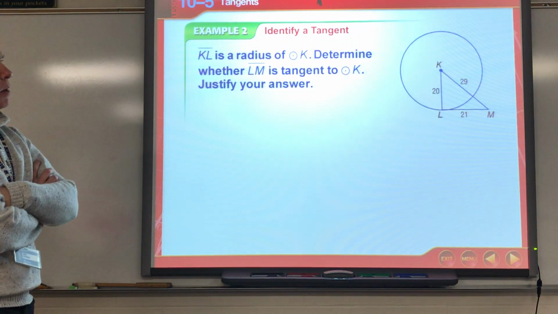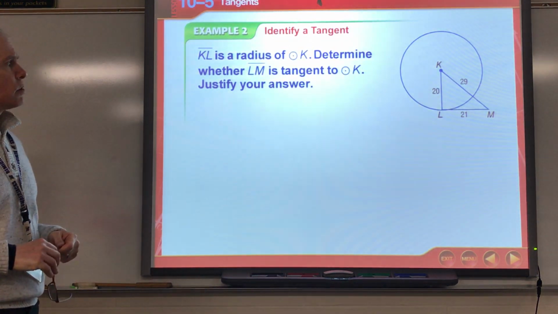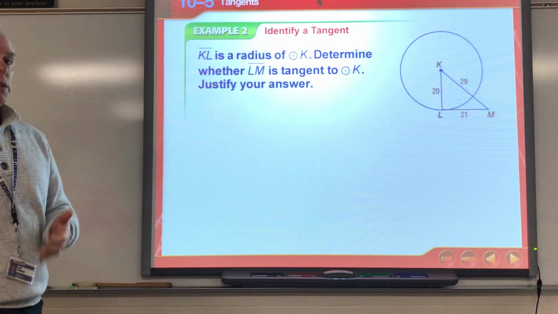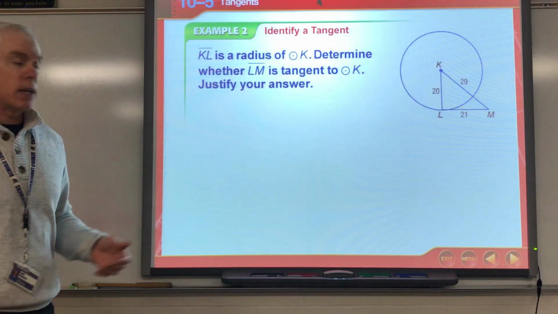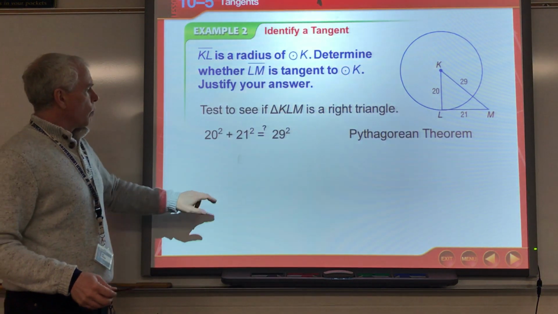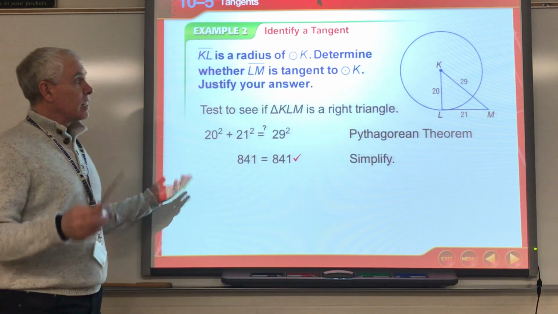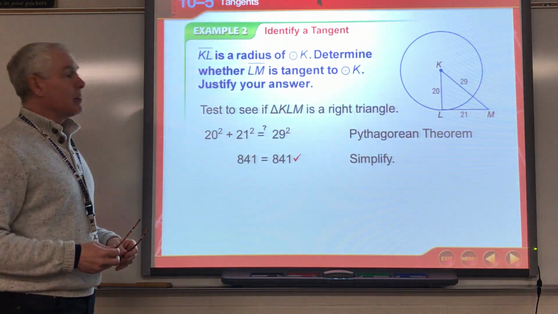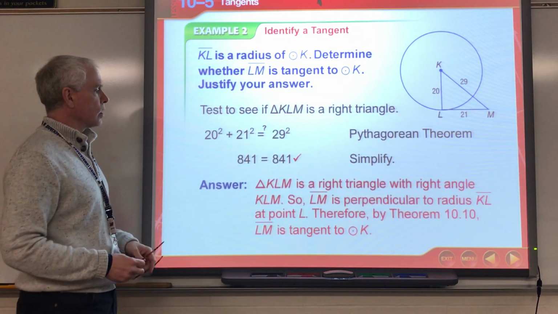Well, if I go back to chapter 8, Pythagorean theorem, use my right triangle stuff. If a squared plus b squared equals c squared, well, it means I have a right triangle. And so I'm going to test that out here. Okay? 20 squared plus 21 squared, I get 841 for both. That is a right triangle, so that means that LM is tangent based upon the theorem we just learned.